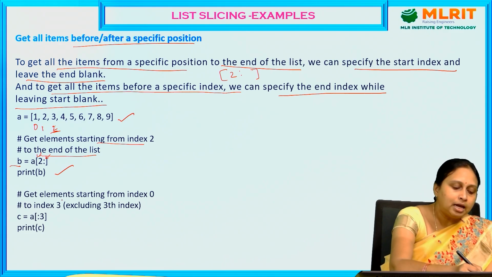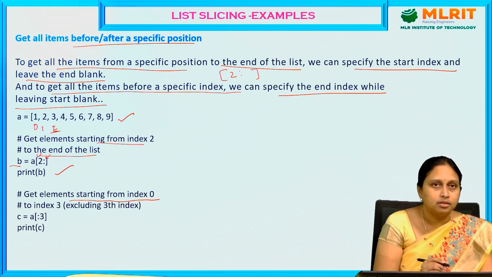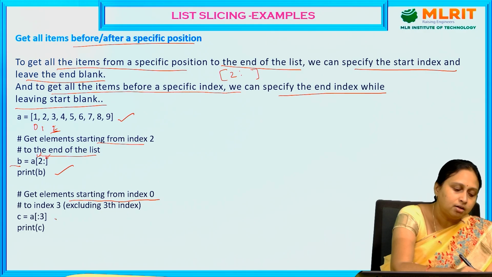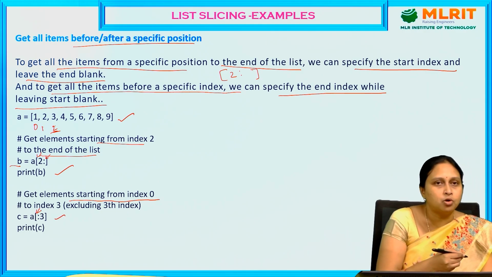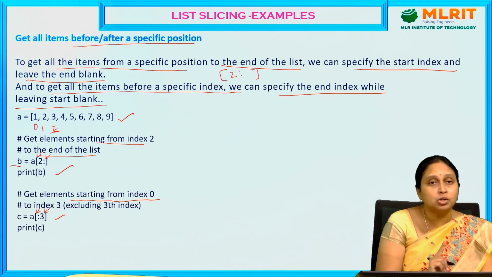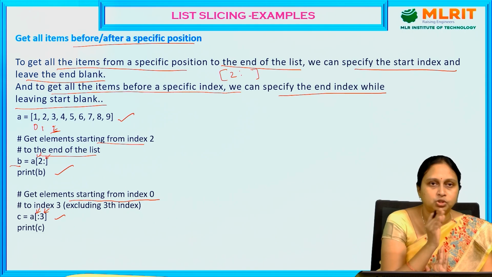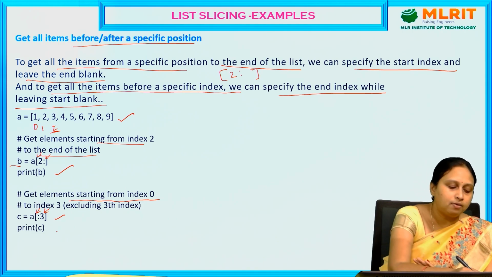Next, getting elements from index 0 to index 3. That means I want to specify the end of the list, but I am not specifying the start. How can we specify that? Colon 3. That means the start value I am not specifying, but the end value I am giving. But the end value excludes the third index, which means it will consider up to n minus 1. That means up to 2 it will consider. From 0 to 2 it will consider, and that will print the values.